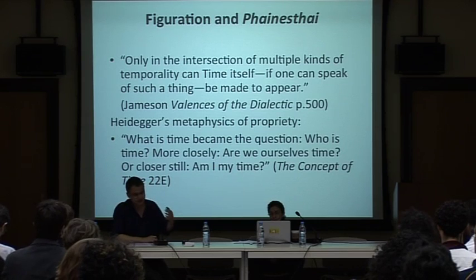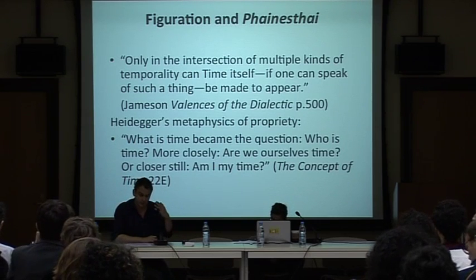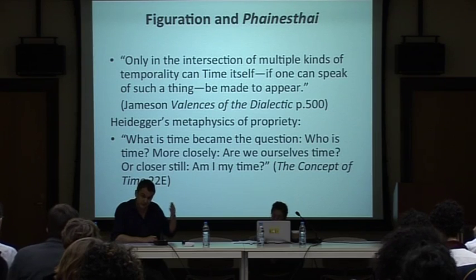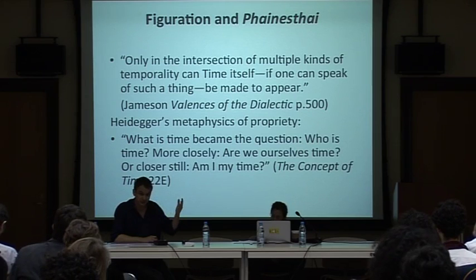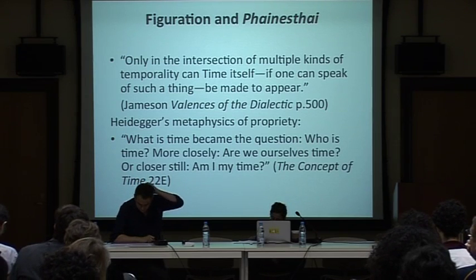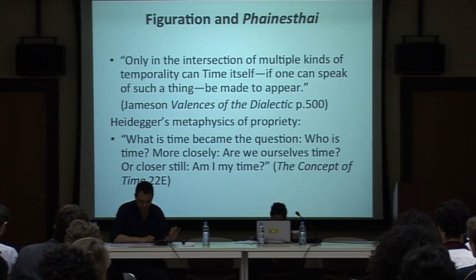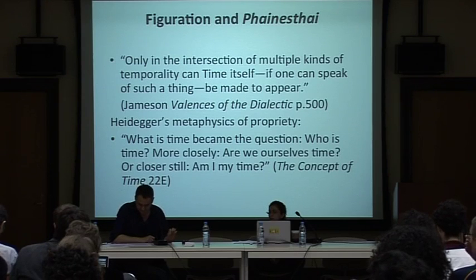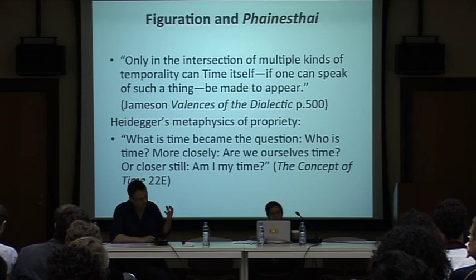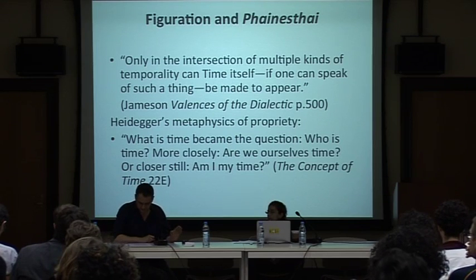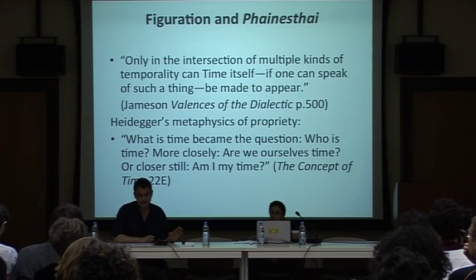This is, of course, Heidegger's task in Being and Time, the destruction of traditional ontology, which identifies being with being present and with substantiality. But in Heidegger, this overturning operates by invoking another type of transcendence, the transcendence of Dasein as that being which is, in each case, mine. So that, as Heidegger writes in his 1924 lecture, The Concept of Time, which is an encapsulation of the project of Being and Time as such: "What is time?" became the question, "Who is time?" More closely, are we ourselves time? Or closer still, am I my time?